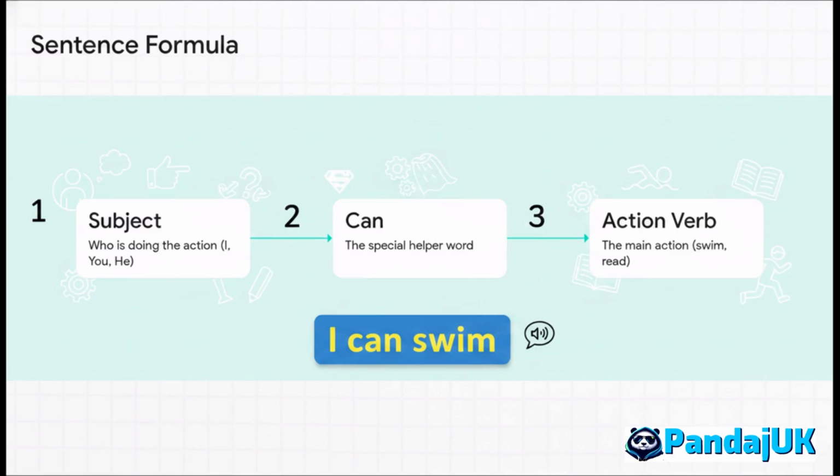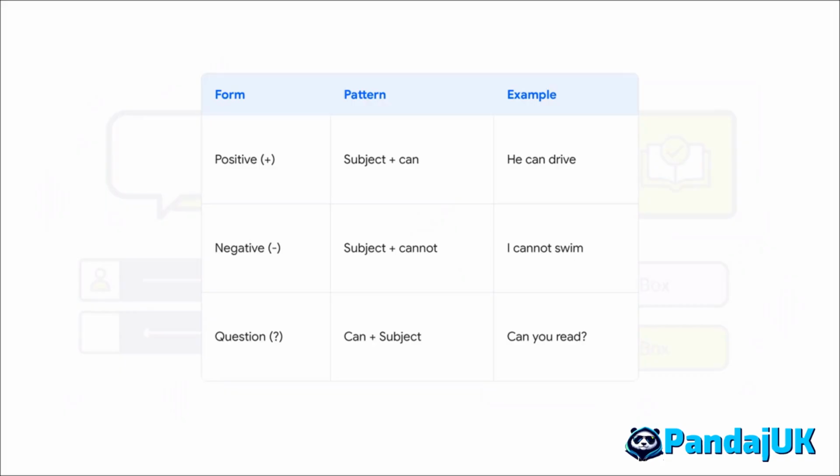So we build it like this. I can swim. And here is a secret. The helper word can is very special because it never, ever changes for anybody. It is always just can. Notice this clean table. There are 3 types of sentences. First, the positive sentence. This is for when you have the power. He can drive. Next, the negative sentence. This is for when you do not have the power. I cannot swim. In everyday speaking, we usually use the short form, can't. We can't eat meat. And finally, the question structure.